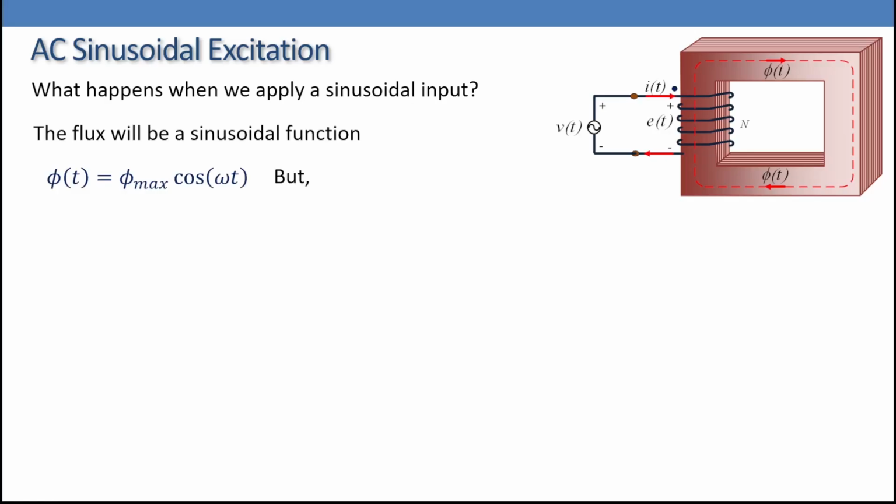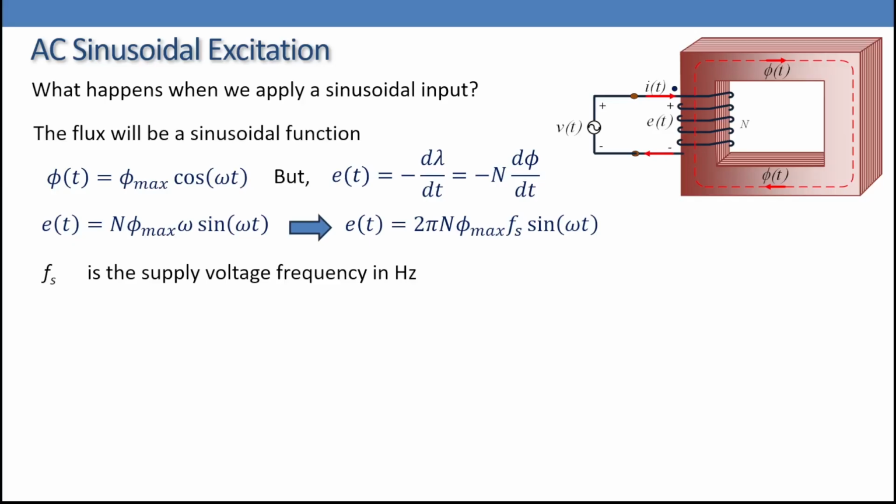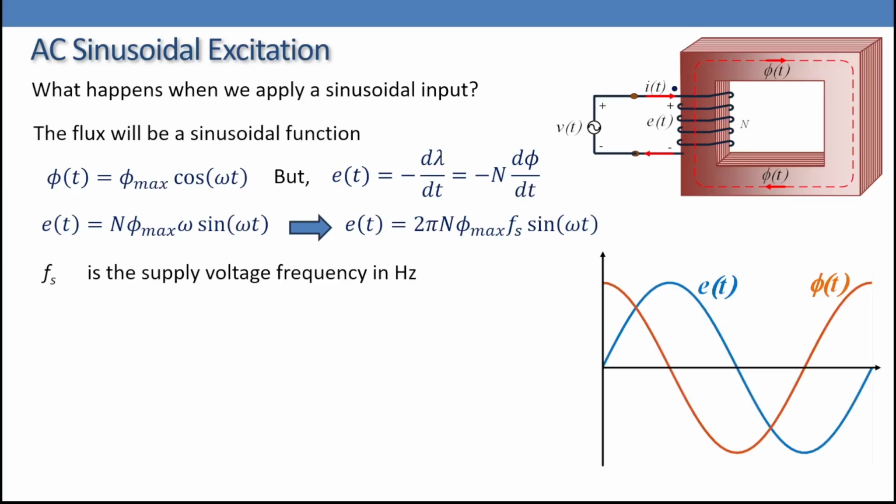But we know from Faraday's law that the induced voltage across this coil will be e of t equals minus d lambda by dt, which equals minus N d phi by dt, where lambda equals N phi. We covered that one in the previous video. So let's differentiate the flux now. So e of t equals N phi maximum omega sine omega t, and omega equals 2 pi f_s, where f_s is the supply voltage frequency in hertz, or s stands for the source. So the relation between the voltage and the flux will be as shown in the figure.